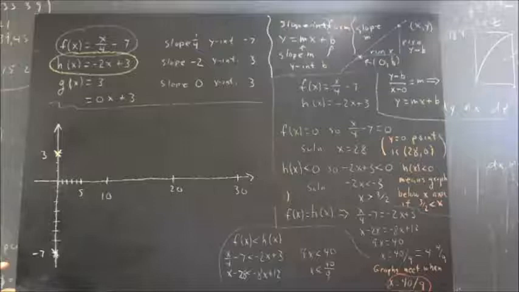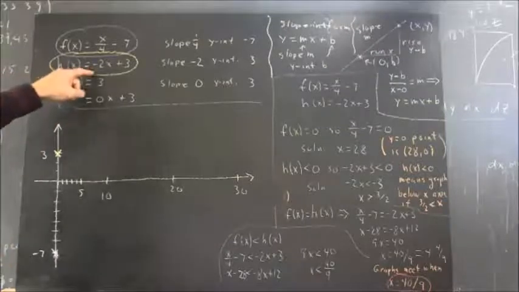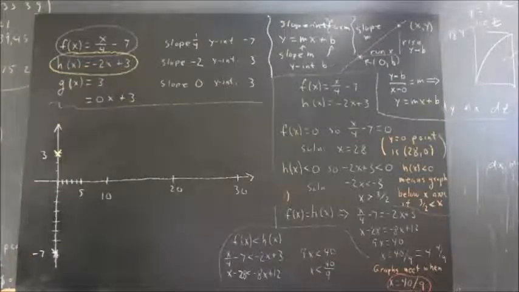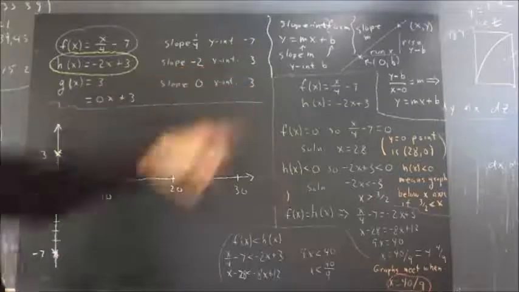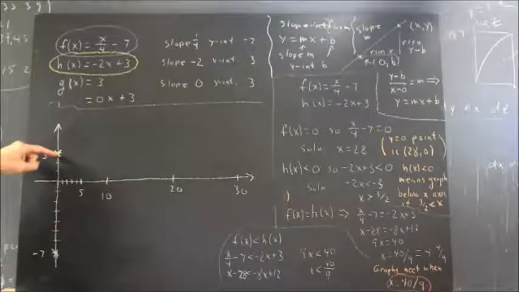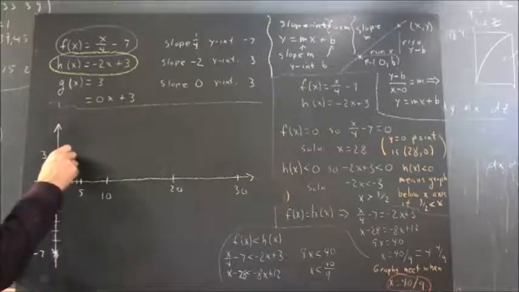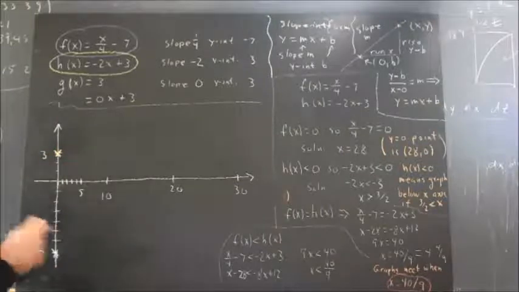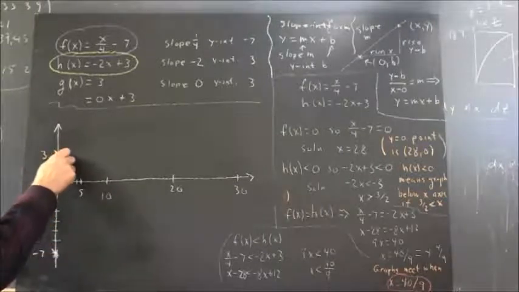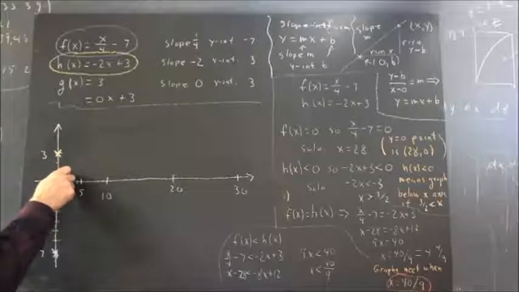So let's start with the graph of h of x, negative 2x plus 3. Slope is negative 2, the y-intercept is 3. So we have this point and we know that the slope is negative 2. Can we use that information to find another point on the graph? Well, yeah, a slope of negative 2 means anytime we go over 1 unit, we've got to go down 2 units. So we could go over 1 unit here and down 2 units.